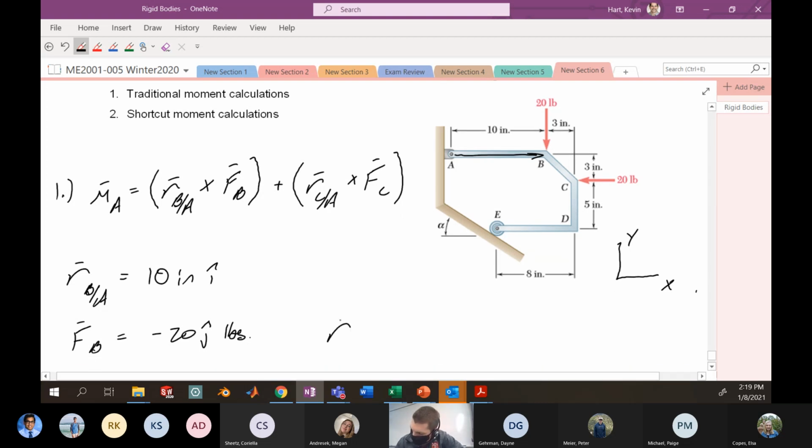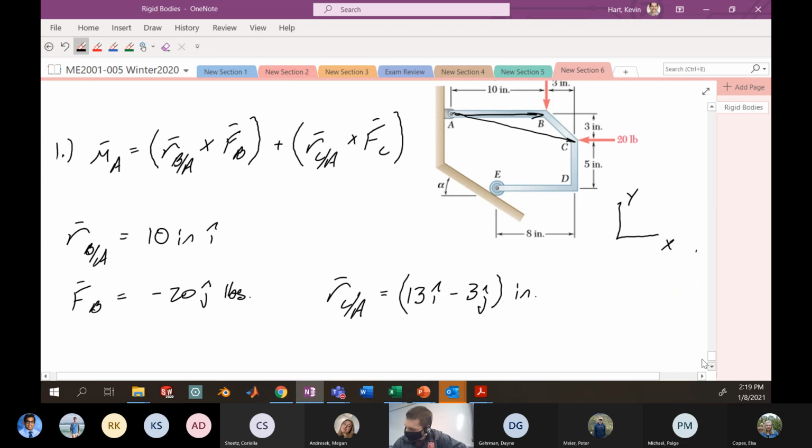I can continue. My position vector arriving at C from A. Again, that's here. So it looks like I've got to go 10 plus 3 in the i, and I've got to go minus 3 in the j. And lastly, my force at C, that's here, 20 pounds, pointing in the negative x direction, so negative 20 i hat pounds.